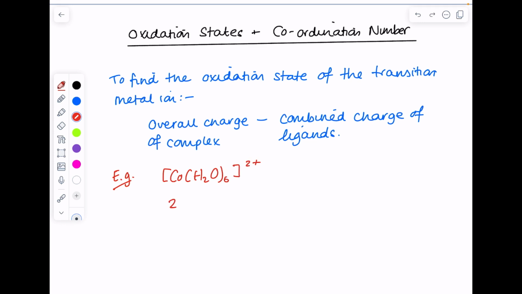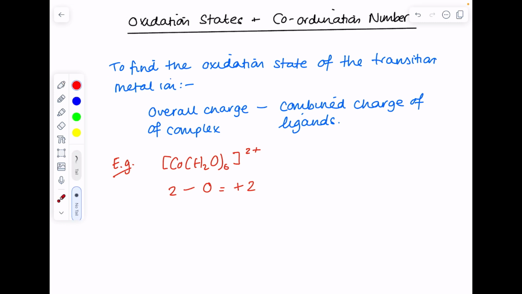So the overall charge of the complex is 2+. Then we need to minus the combined charge of the ligands. This water ligand is neutral, so it's 6 times 0, which is 0, to get a final answer of +2. And so we can infer that the oxidation state of the transition metal ion, in this case the cobalt, must be Co2+. And remember, we use Roman numerals to represent that. Let's take another example now.